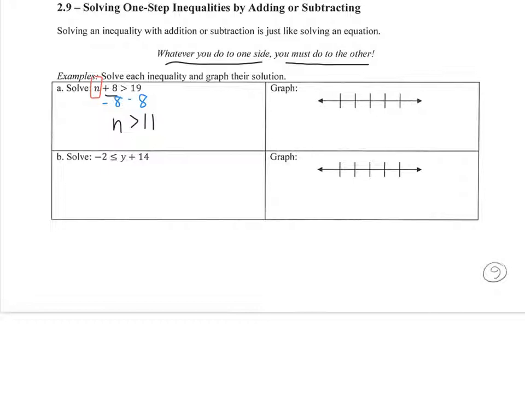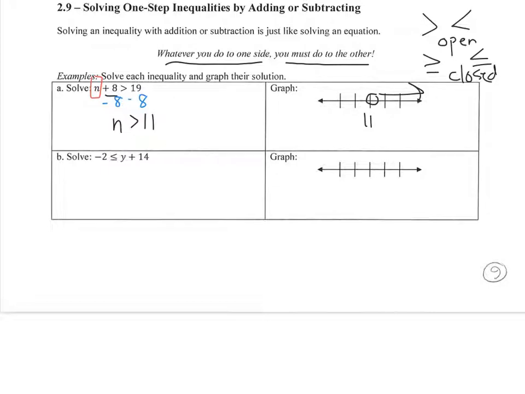So to graph it, this is going to be an open dot. Remember that greater than and less than is an open dot. Greater than or equal to and less than or equal to is a closed dot. So at 11, you're going to do an open dot, and numbers that are greater than 11 are this way.